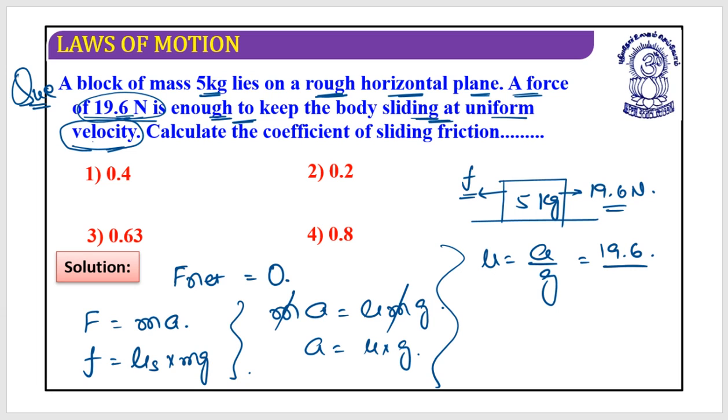It's 19.6 divided by 5, and I can write g as 9.8. This is 9.8, 2s are 19.6. This is 2 by 5, which is 0.4. It does not have a unit because it is a ratio of the forces. So the coefficient of sliding friction, mu, has a value of 0.4.